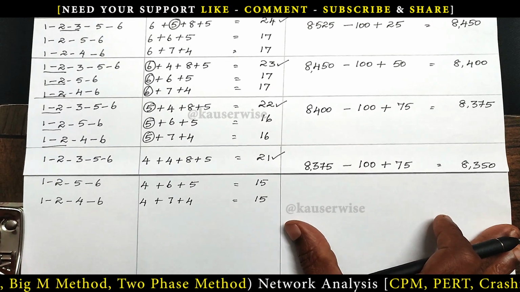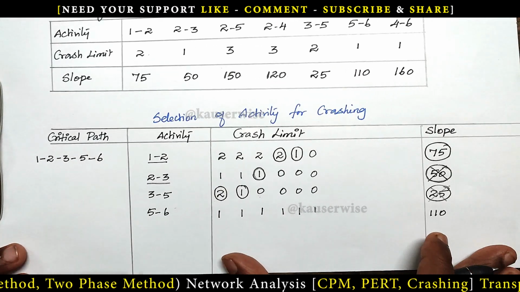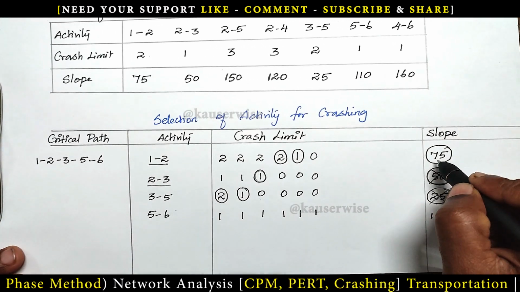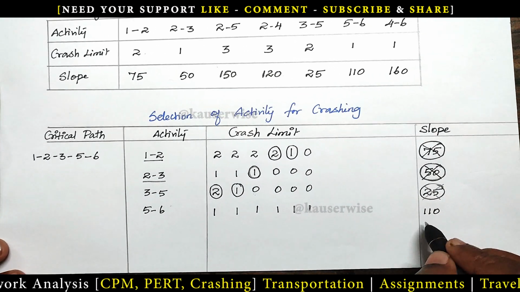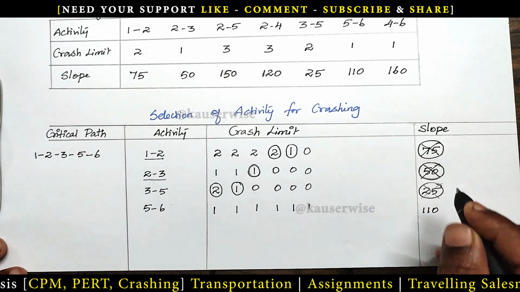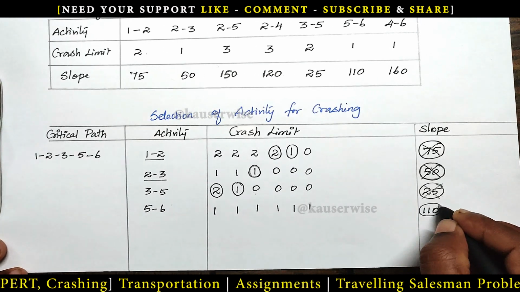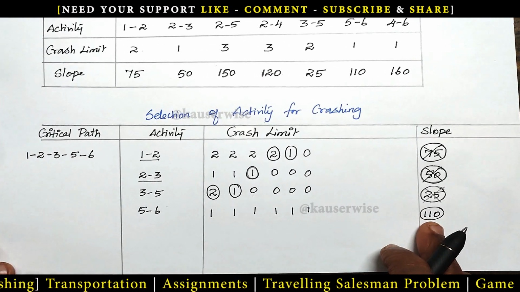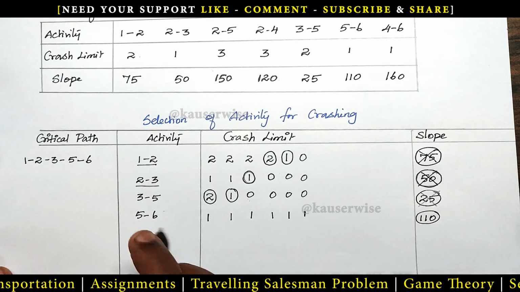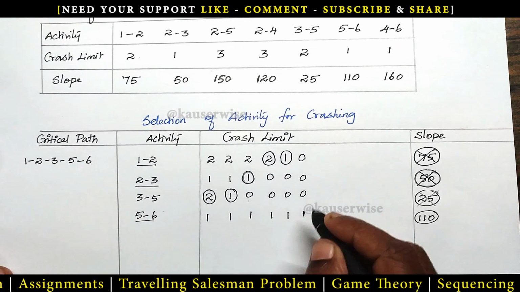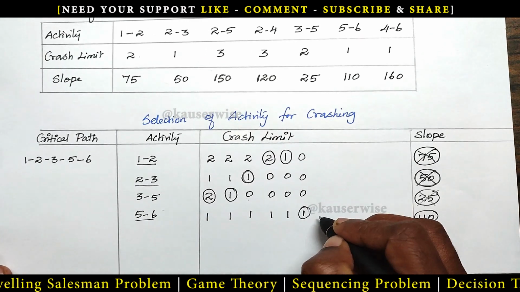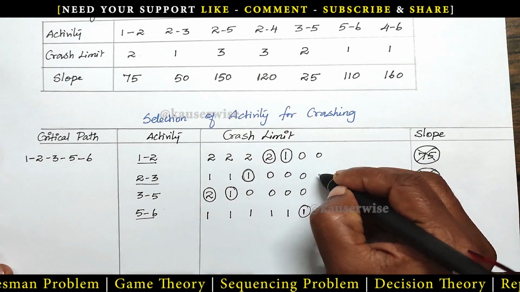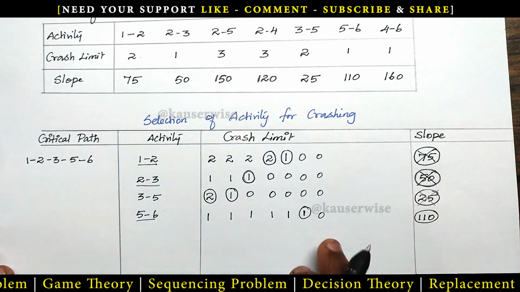Still you can proceed further. See the selection of activity for crashing table. Okay, so this is over. Strike out. And the last option, only one option is there. That is 110 rupees. So I'm going to select this one. And this particular cost is related to activity 5, 6. So how many days are there, crash limit? 1 day. So then it will become 0. So there will be no further crashing limit.